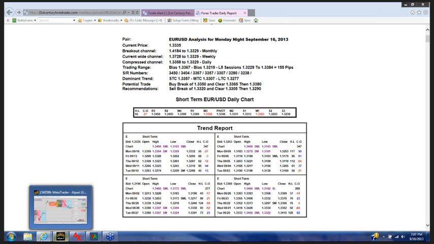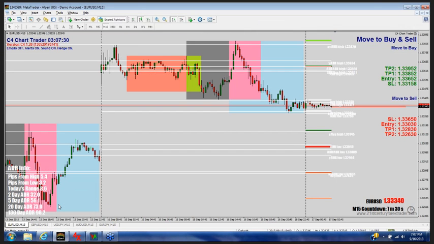All right, so we pop over here to our Euro USD, and the report is telling us to sell a break of 33.20, so what we would do is park our sell entry down here at 33.19. So we're going to sell a break of that, and then we would pop down a little bit lower to 33.05 for our take profit 1, and then take profit 2 down at 32.90.